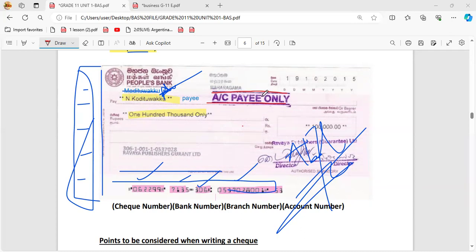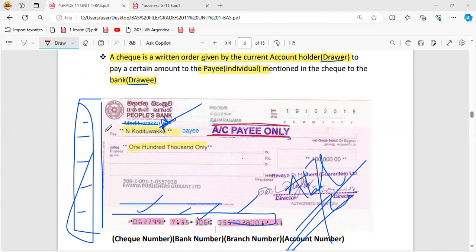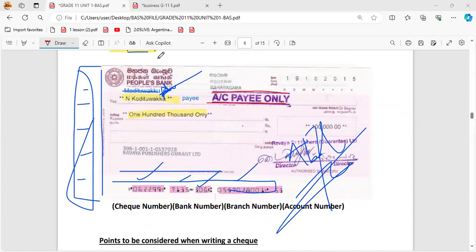Therefore, tell me, does crossing give security or not? By crossing a check, does it give security or not? Yes or no? Put it in the chat box. Yes, right? By crossing a check, it gives you security. For example, I am writing a check to Kodituakku. If the crossing is not there, someone can steal it from Kodituakku and go to the bank. But if the crossing is there, security is there.